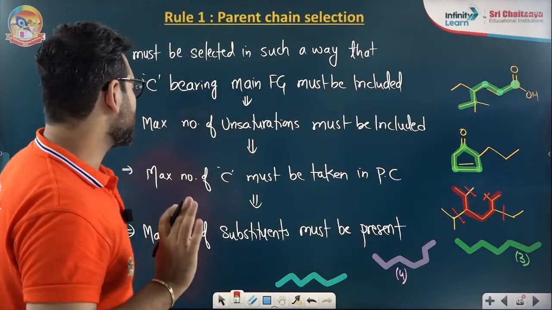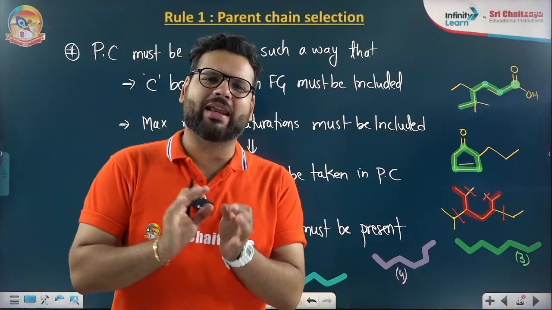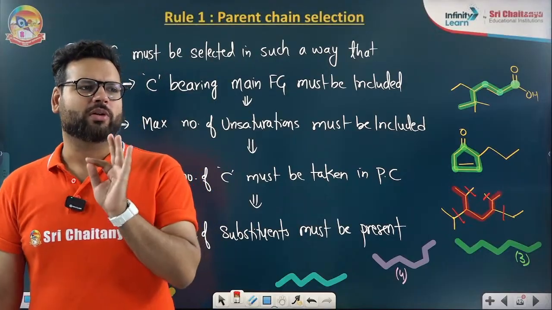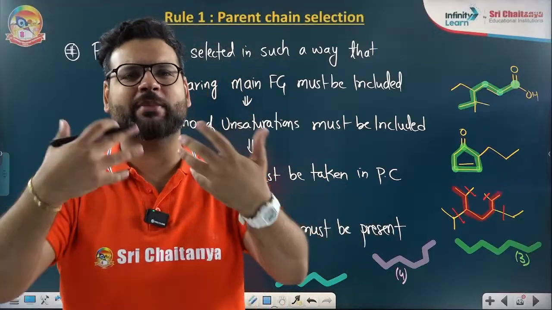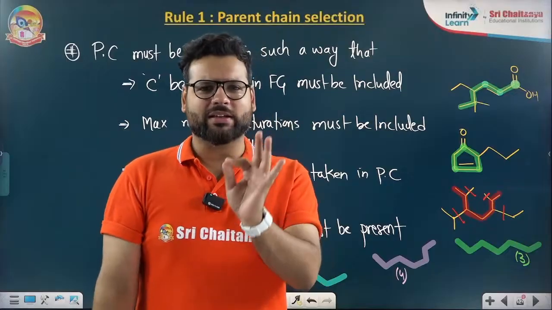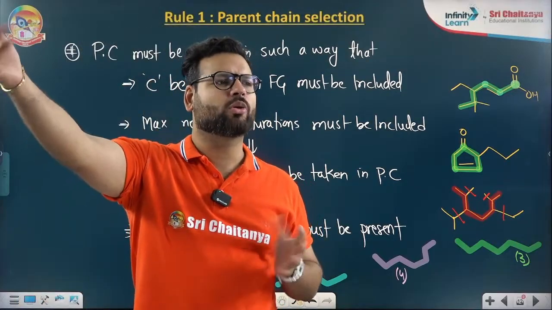So you are not able to select the parent chain only. Although in NEET such a question will not be asked, in case I am giving you the question, I will tell you what is the way to do here. In such a case where branches are also not able to tell, then go to the second rule, the locant rule.